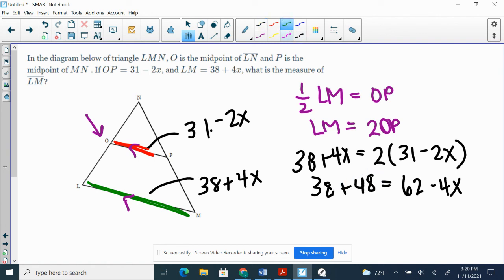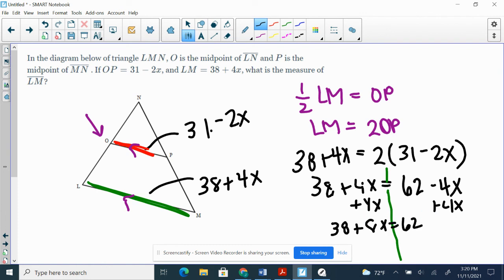Again, we're going to remember we have that equal sign. You have to be careful crossing things when it crosses sides. I'm going to work towards a positive 4x. I did it again. Positive 4x. So I'm going to add this way. So I end up with 8x. I have that positive 38 plus 8x equals 62. I'm going to subtract 38 from 62.